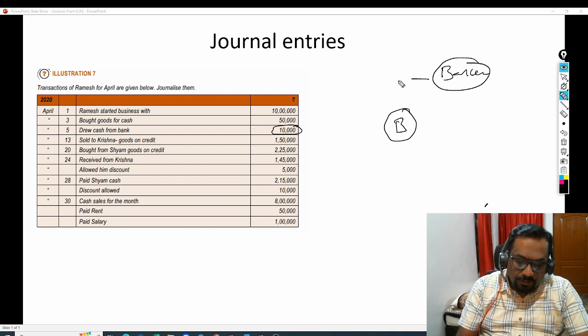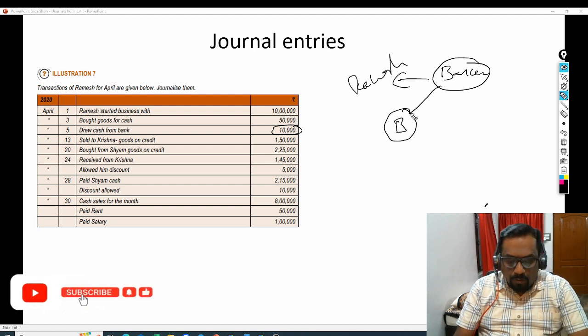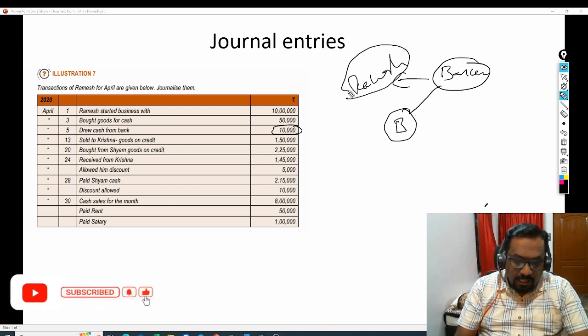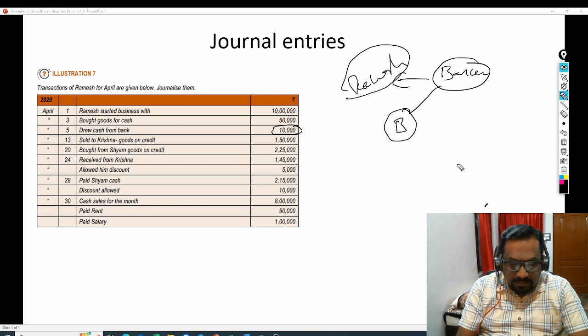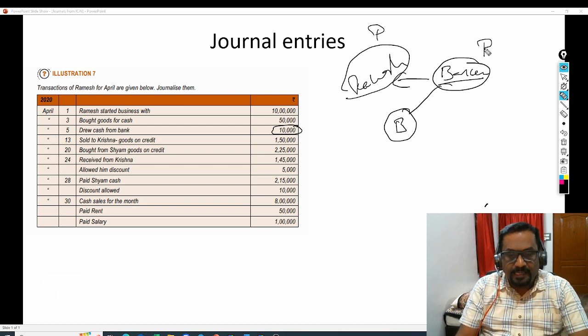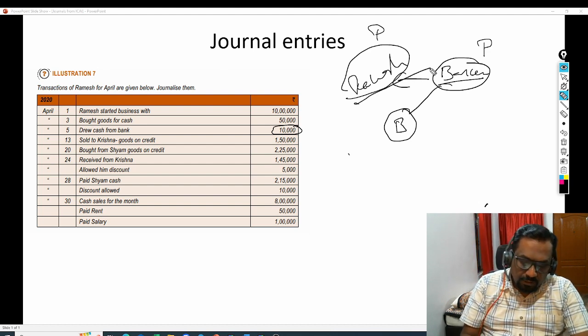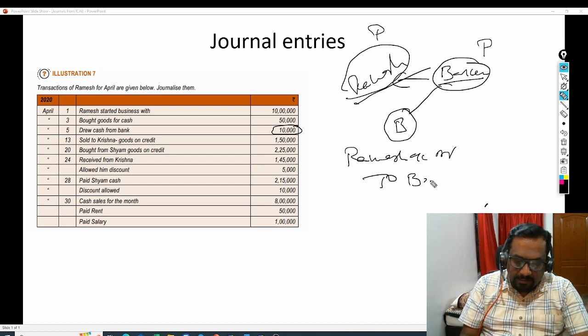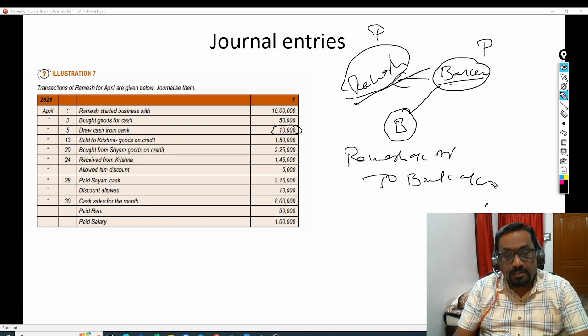And who took the amount? Ramesh took the amount, right? So Ramesh is the receiver. He is the one receiving, comes under personal account. Banker comes under personal account, he is the giver. Now what is the principle under personal account? Debit the receiver, credit the giver. Here Ramesh is the receiver. So what we are supposed to do? Ramesh account debit to bank account. Why bank account credit? He is the giver.